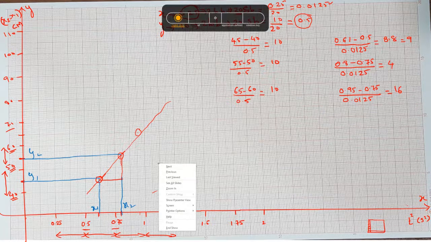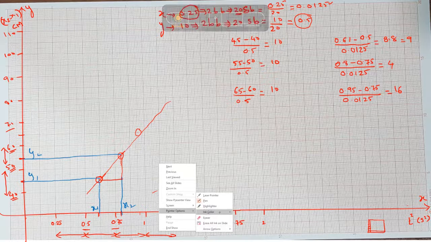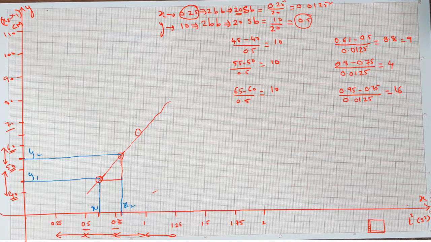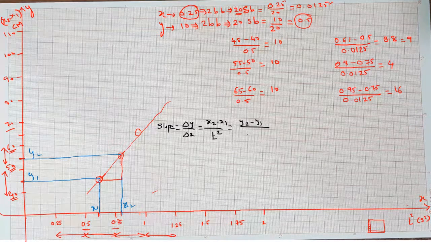Now you know the slope calculation formula. What is the formula for the slope calculation? You already studied it in your school. Slope is equal to delta y over delta x. Now in the y-axis, what do you take? In the y-axis you take x2 minus x1, so I can write x2 minus x1 here. In the x-axis, you took t square. So delta y is nothing but y2 minus y1. Delta x is nothing but x2 minus x1.